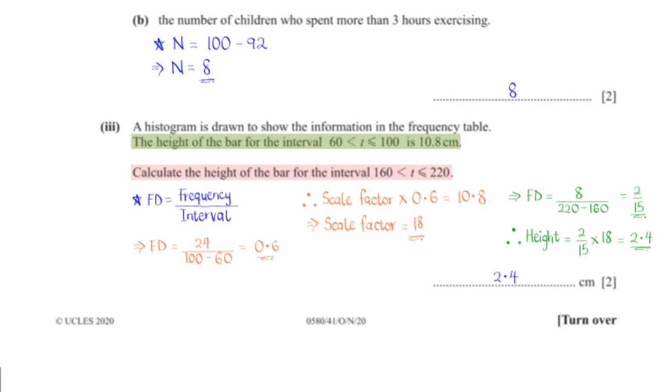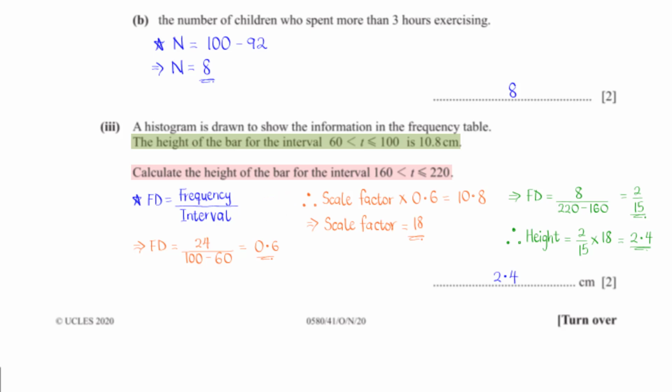The height of this interval is the frequency density. And so when we apply the frequency density formula, we know that the frequency of this interval is 24 divided by the interval width, which is 100 minus 60. This gives us 0.6. However, in this case, the height has been given as 10.8 centimeters, and so this means that 0.6 has been multiplied by a scale factor to get 10.8, and this scale factor is 18.